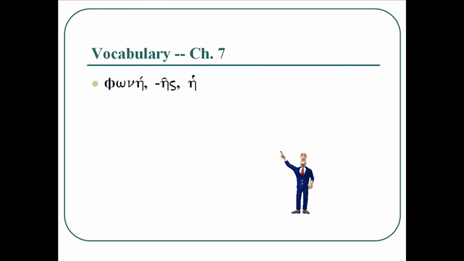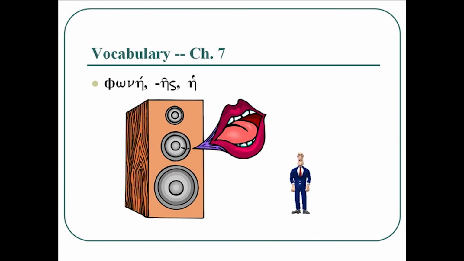And the tenth word is phone. You'll notice the es, he follows it, the genitive ending, and then the article, indicating that this is a noun, not an adjective. Phone means voice.